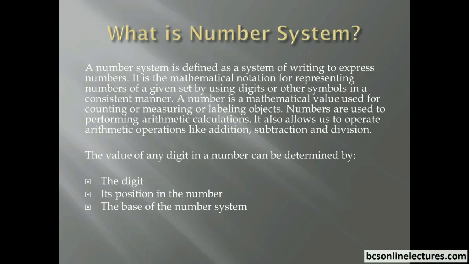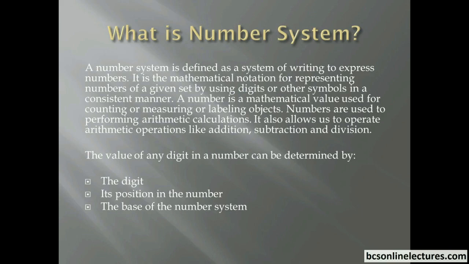So using this limited set of symbols and the pattern, we can express any value. Is it true or not? Because we have symbols 0 to 9. Using these 0 to 9, can we express any values? Yes, we can. We know how to write any values in these symbols. So that is what it means by consistent manner, right?